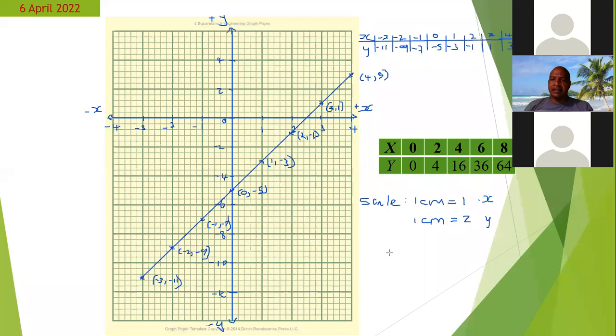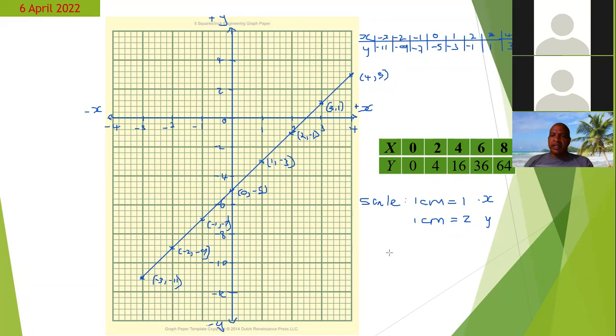Anybody else? Is everybody else okay with the graph? Let's wait for some.